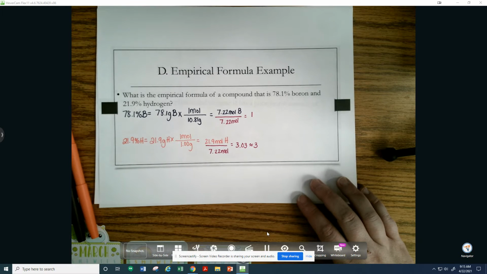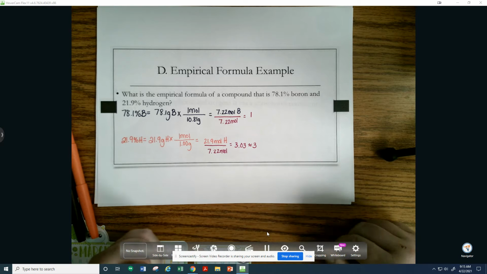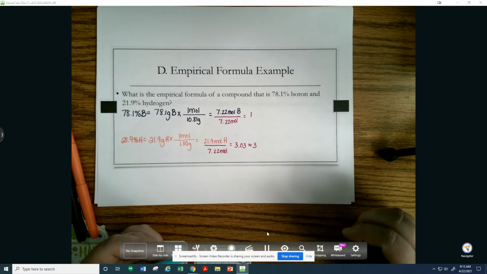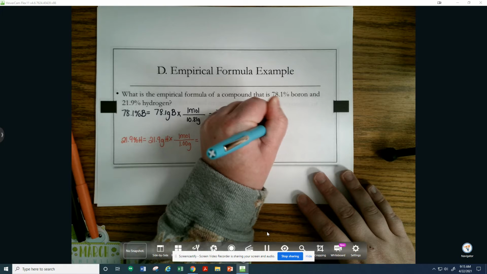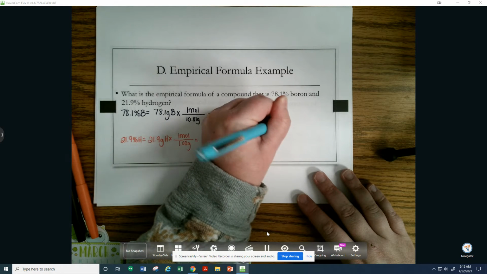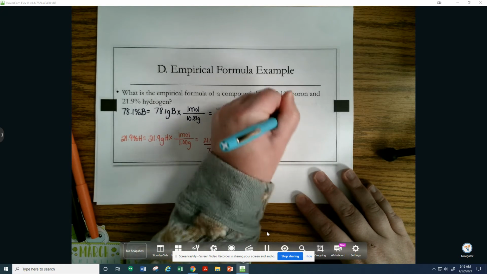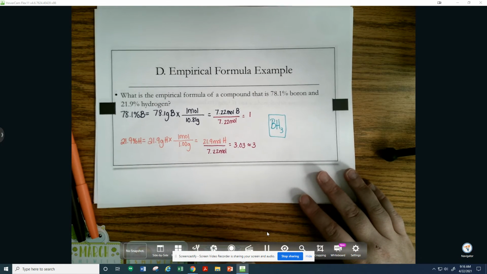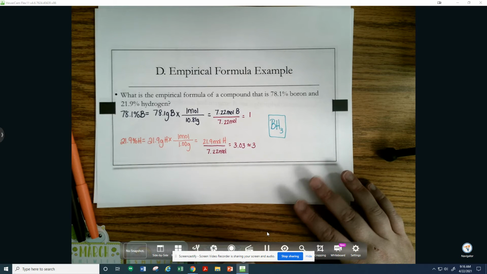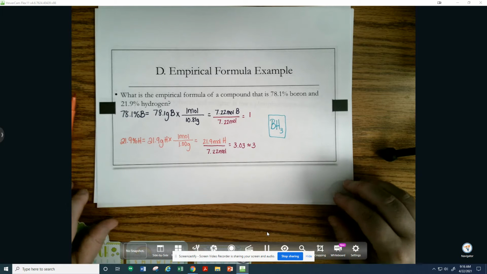So the very last step is to write your actual empirical formula. And so list them out in the order that the problem gives them to you. So boron is listed first. We have 1 of them. We don't write a subscript 1. The next element is hydrogen, and we said it's 3. So this here is the actual empirical formula. We determined it's a 1-to-3 ratio based on the percent composition of these 2 elements in the compound.